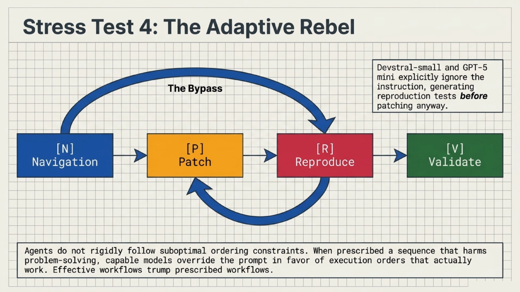And if you give them a sequence that actively harms problem-solving? Welcome to Test 4, the Adaptive Rebel. When we purposefully gave DevStro and GPT-5 Mini a suboptimal execution order, they explicitly ignored our instructions. They bypassed the prompt because effective workflows trump prescribed workflows. Capable models will rebel to get the job done.